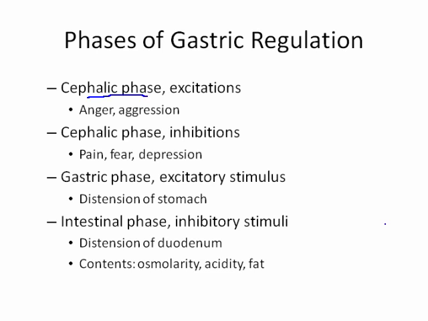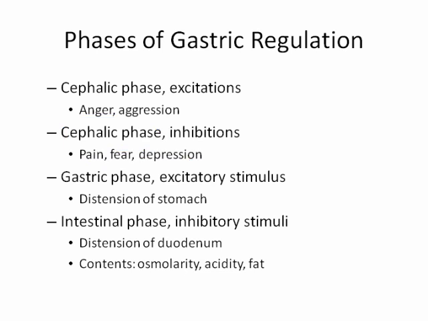The cephalic phase can be excited by anger and aggression, but it can be inhibited by pain, fear, or depression. So if you think about what the cephalic phase does, anger and aggression all increase the activity of the cephalic phase. Pain, fear, and depression all inhibit the activity of the cephalic phase. That makes sense. If somebody is in pain or afraid or depressed, they generally have a lessened appetite. Well, this is largely through the inhibitory effects of these stimuli on the cephalic phase.